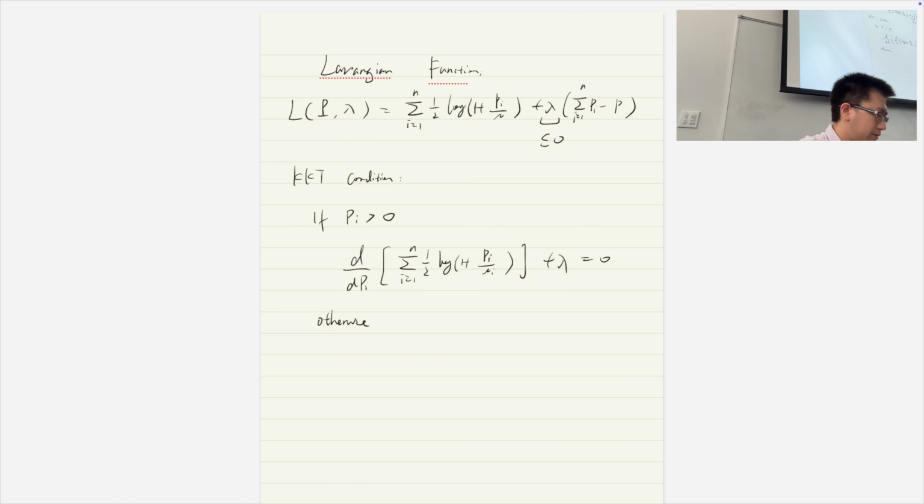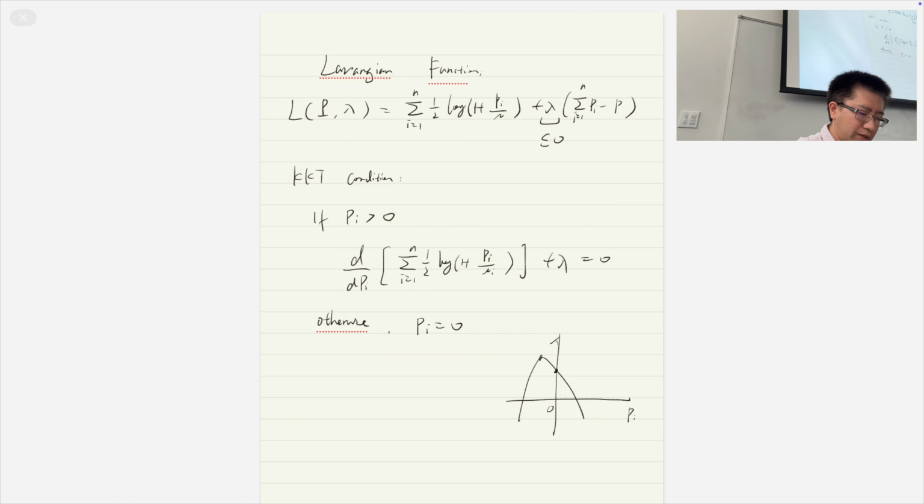Otherwise, it means that pi is equal to 0, because pi is either bigger than 0 or equal to 0. When pi is equal to 0, clearly, the optimal value should be what? The optimal would be less than 0, so it will be something like this. So this is the optimal. There will be some value here, but it's less than 0, so it cannot be achieved, which we do not want.